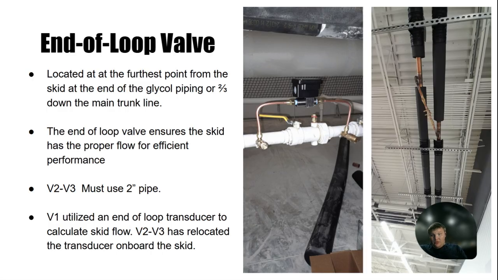Versions 2 and 3, you must use the 2-inch pipe provided. Anything less is inadequate. Version 1 used an end of loop transducer to calculate flow. Going forward, this transducer has been relocated onboard the skid and just uses the pump supply and pump return transducers to calculate the differential pressure.